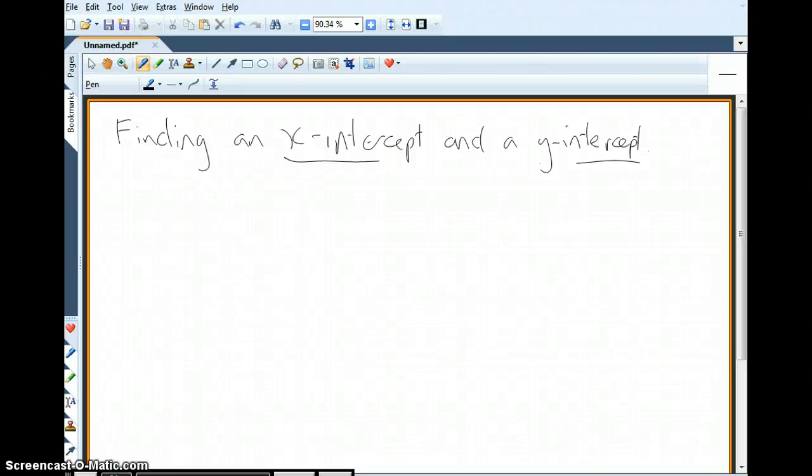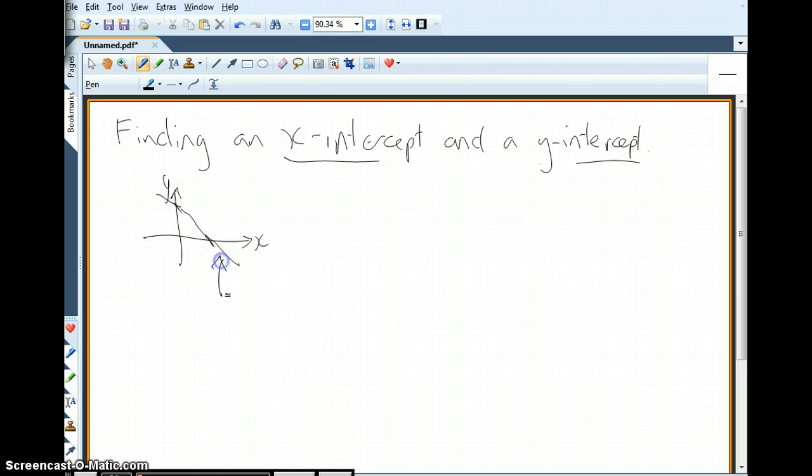Finding an x-intercept and a y-intercept. The x-intercept is where the line cuts the x-axis. Okay, this is the x-axis, this is the y-axis. The x-intercept is where the line cuts the x-axis, as opposed to the y-intercept, which is where the line cuts the y-axis. Okay, here's the line.